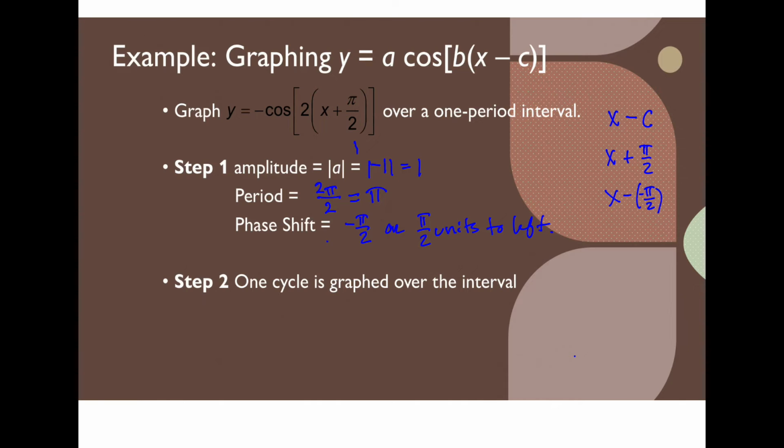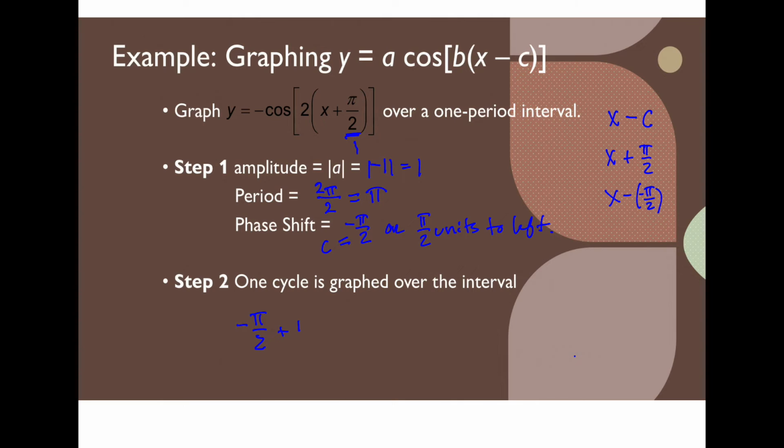So I can say that c here is equal to negative pi over 2. So the value of c does indicate the direction, right? But the value of c always needs to be looked at as whatever the opposite sign is from what we see here. We see positive pi over 2. The value of c is actually negative pi over 2. And so my cycle will be graphed starting at negative pi over 2.